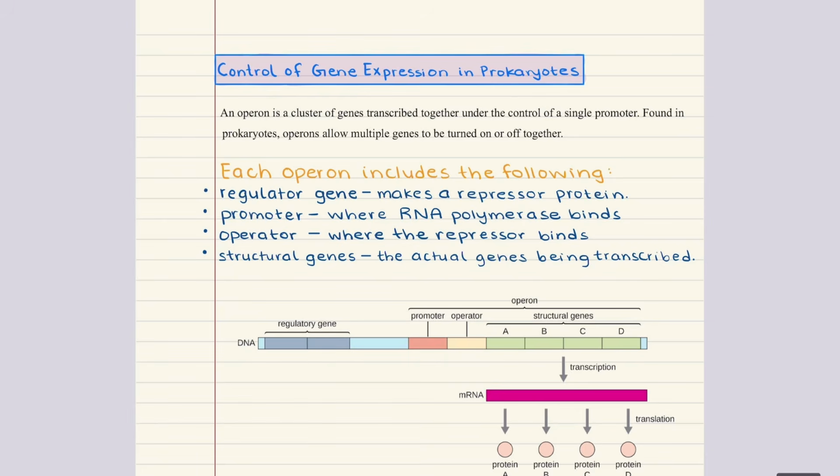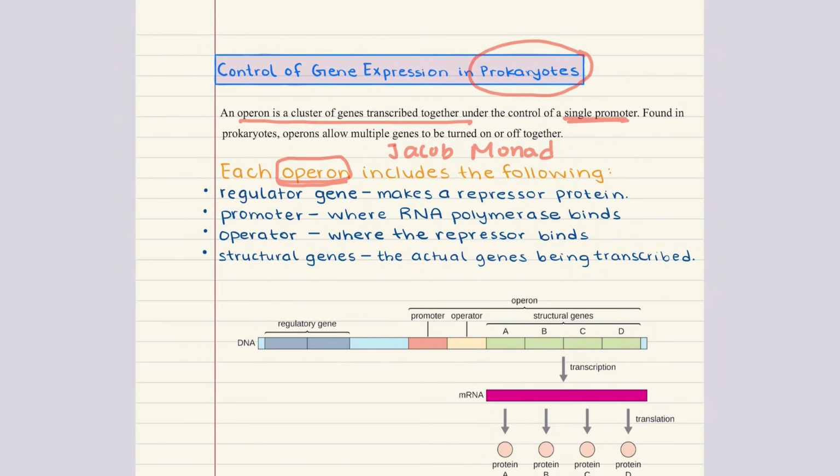In Objective 4, we're going to shift our focus to gene regulation, specifically how prokaryotic cells control gene expression. In prokaryotes, genes that are related in function are often grouped together into a unit called an operon. This concept comes from the Jacob-Monod model, which was the first major model of gene regulation, and it was proposed in bacteria. Now, an operon is going to be a cluster of genes that are all transcribed together under the control of a single promoter.